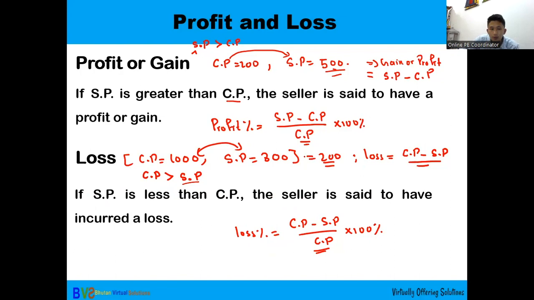My denominator will always be cost price. Keeping in mind, the denominator should be cost price only.